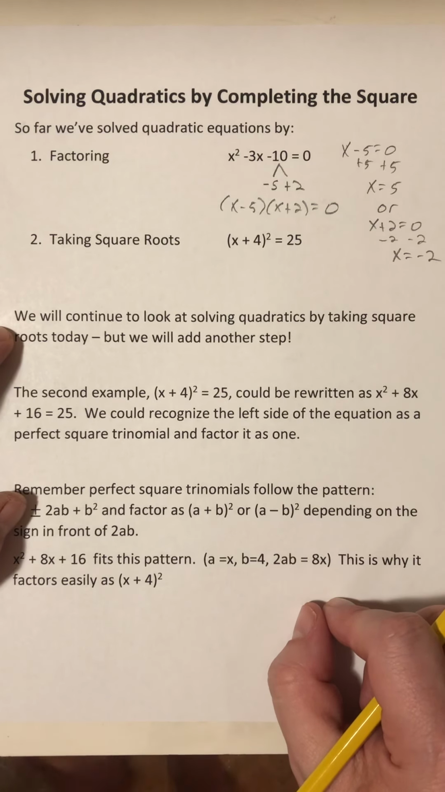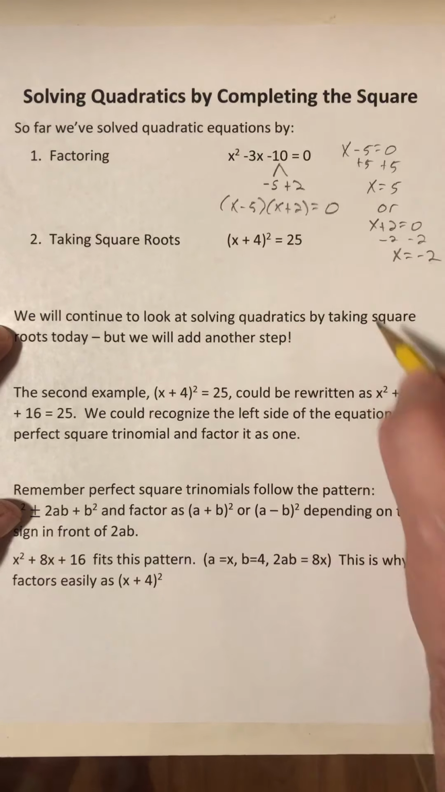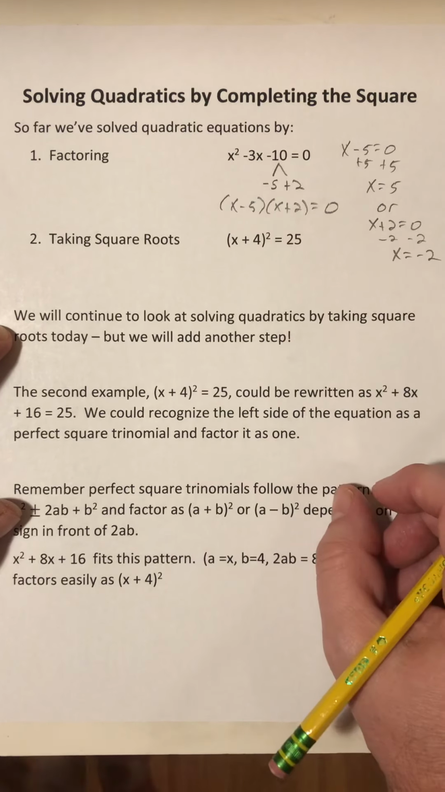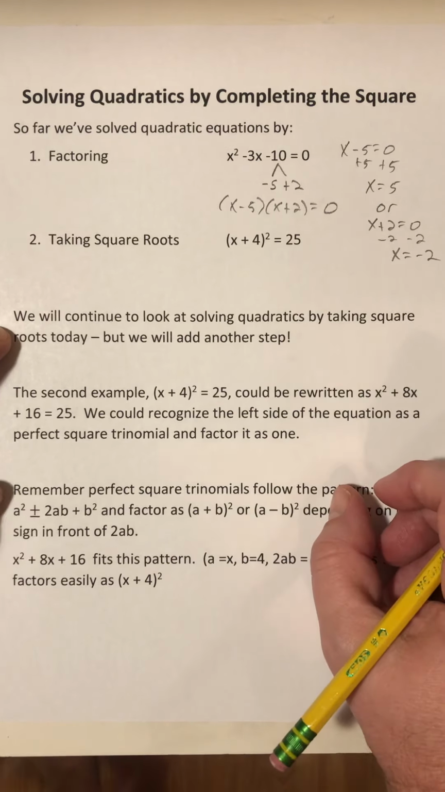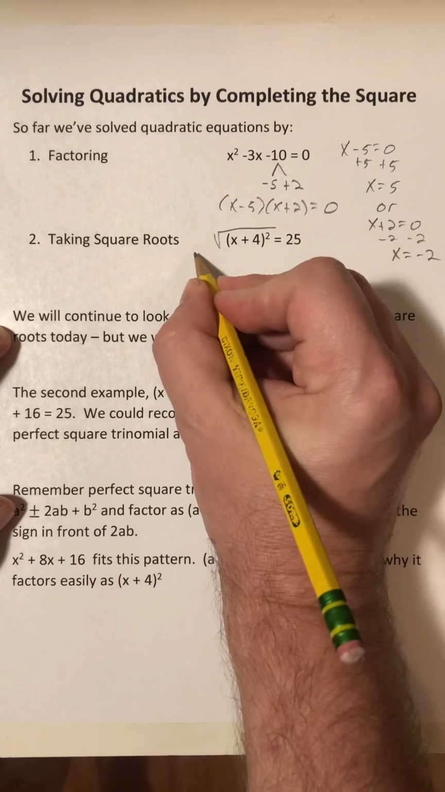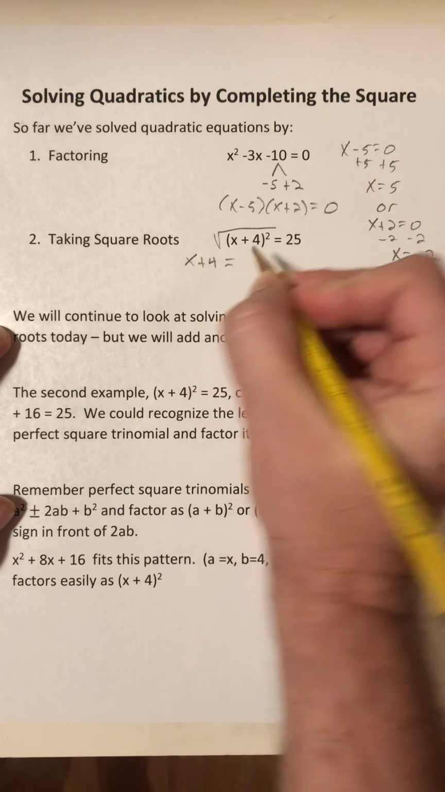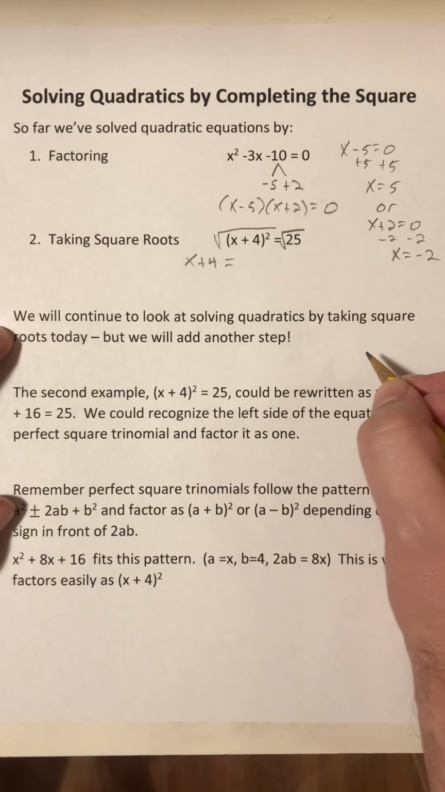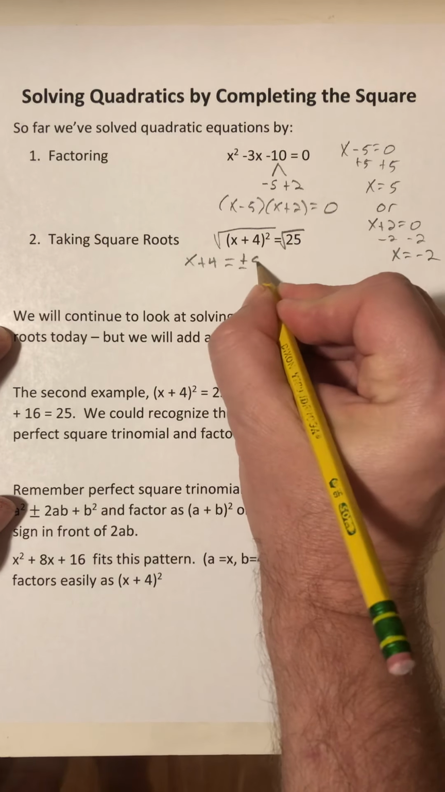Now remember, the second method that we learned was just by taking square roots. If you're able to take a square root of both sides, then you can solve the quadratic. So here I've got x plus 4 squared equals 25. Okay, so if I take the square root of this side, I end up with x plus 4. And then if I take the square root of this side, remember I need to make that positive or negative 5, plus or minus 5.